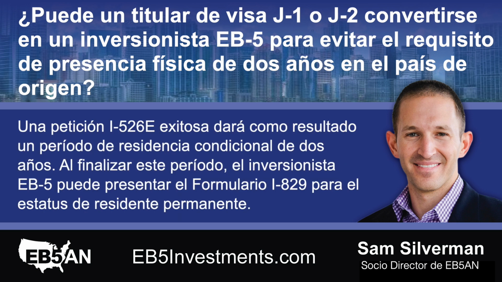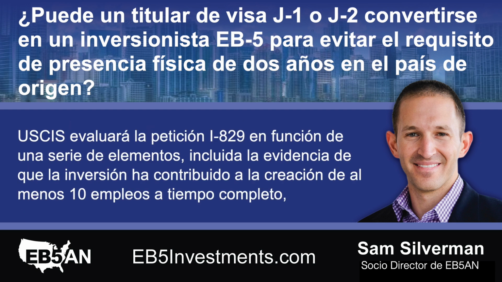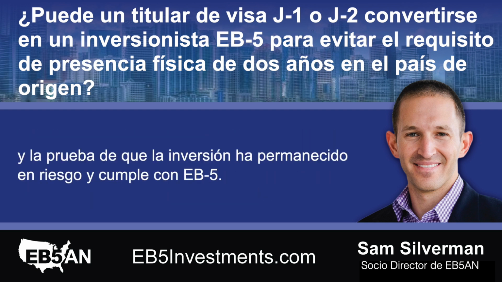A successful I-526E petition will result in a 2-year conditional residency period. Upon completion of this period, the EB-5 investor can file Form I-829 for permanent resident status. USCIS will assess the I-829 petition based on a number of elements, including evidence that the investment has contributed towards the creation of at least 10 full-time jobs, and proof that the investment has remained at risk and EB-5 compliant.